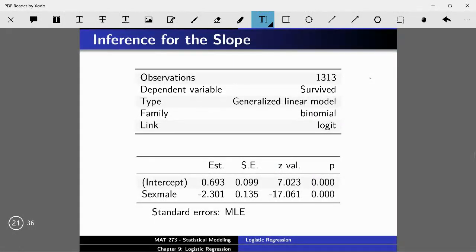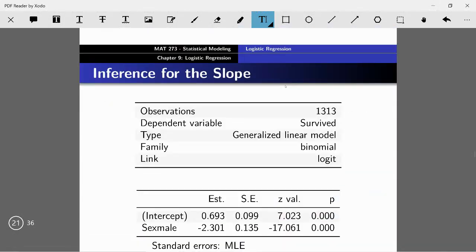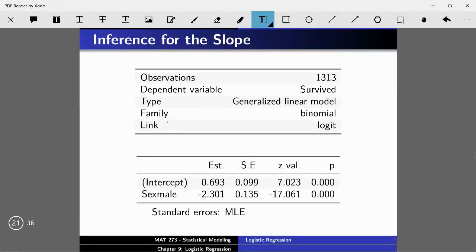Here is the regression output from R for our logistic model that we fit earlier. This is a model where we're using the sex of the passenger to predict the probability of survival now. Okay. And here we see that the p-value is about 0. So the sex of the passenger seems very important in terms of whether a passenger survived or not. So we can interpret this regression coefficient here.